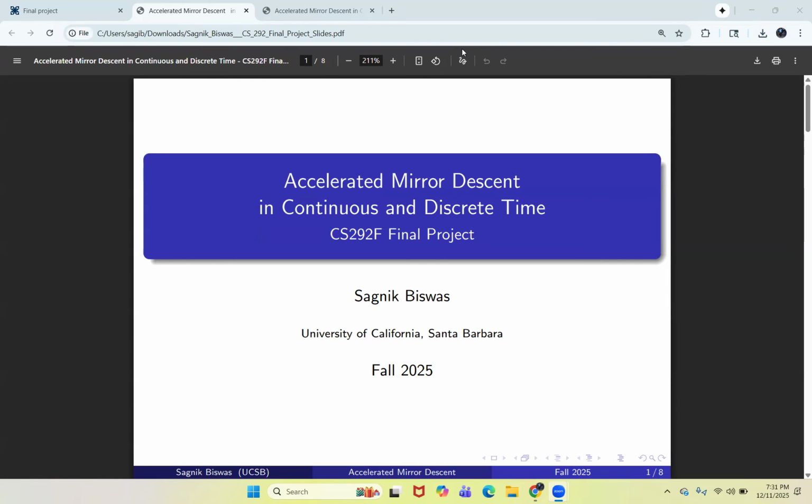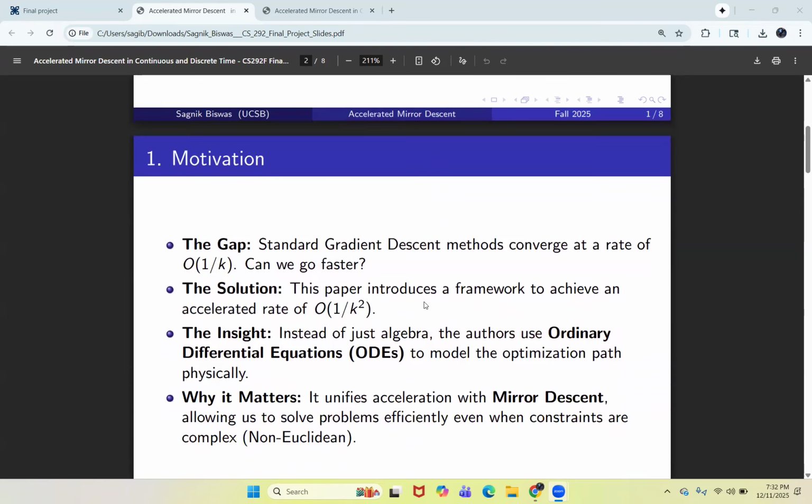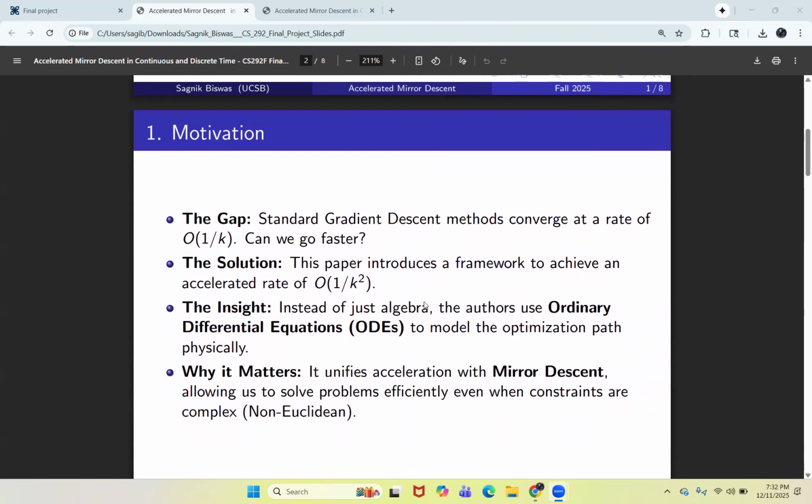It was a paper from UC Berkeley, and this paper is particularly relevant to our recent lectures because it bridges the gap between standard gradient methods that we learned and some of the more advanced techniques that we covered in the final weeks. So just to get into the motivation, why is this paper important?